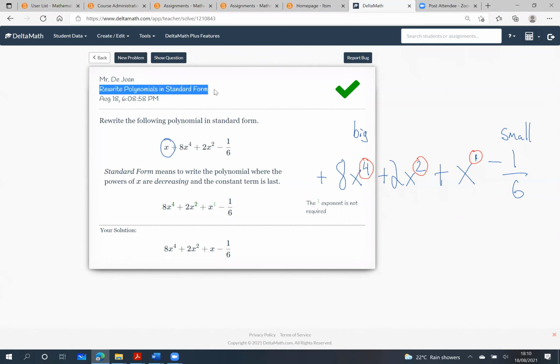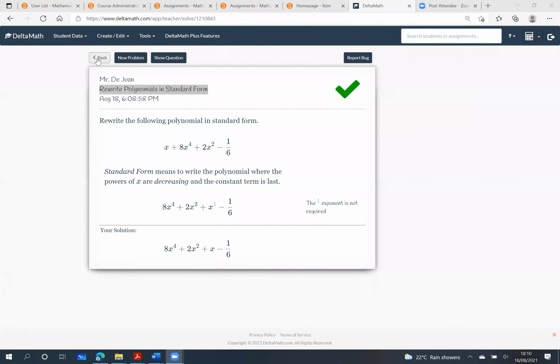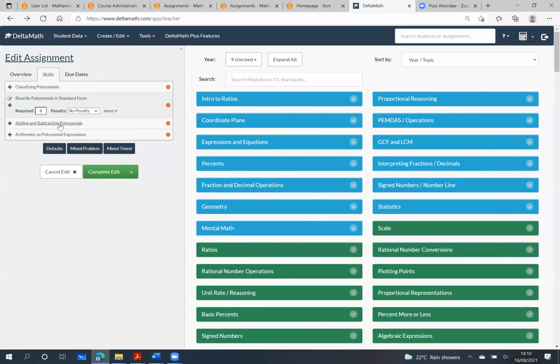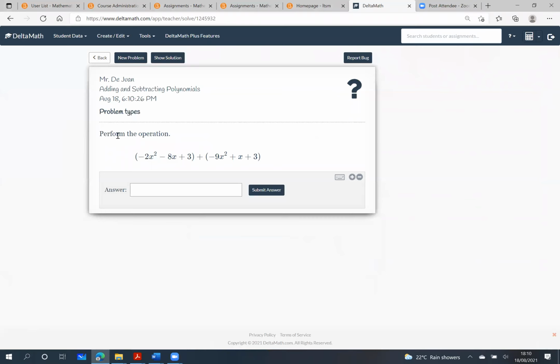Okay, so remember, you're just reading the exponents for this skill. Critical. You are only reading the exponents for this skill. Now let's take a look at adding and subtracting polynomials, the topic of the week.